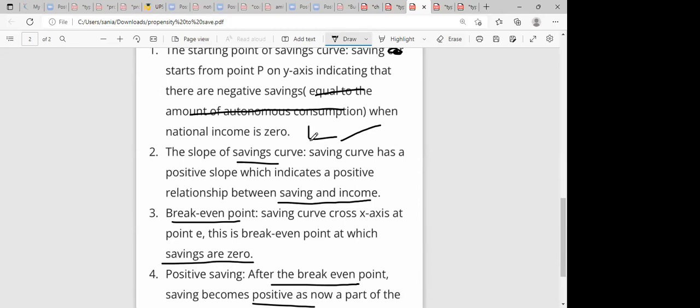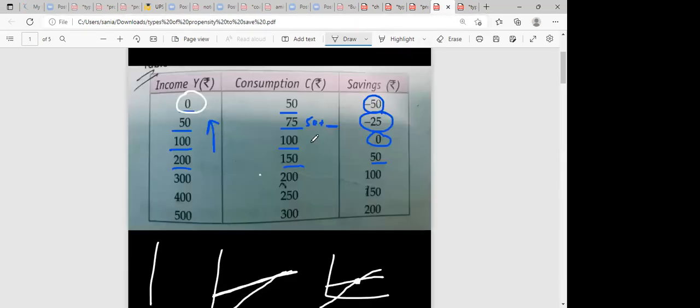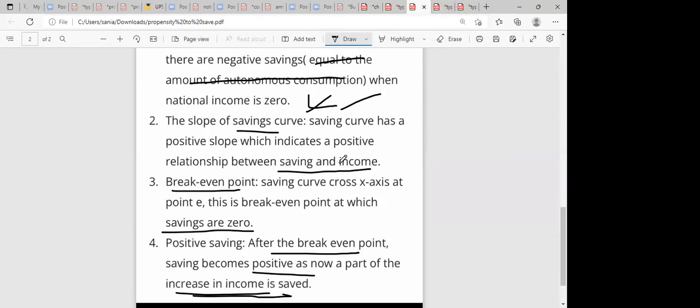Now the next point, the slope of the saving curve. When you draw the saving curve, it is going upward, so that means it is positive. The saving curve has a positive slope, which indicates a positive relationship between saving and income. As income is rising, your saving is also rising: 0, minus 50; 50, 25; 100, 0; 200, 50; 300, 100. This is increasing and this is also increasing. So there is a positive relationship between savings and income.